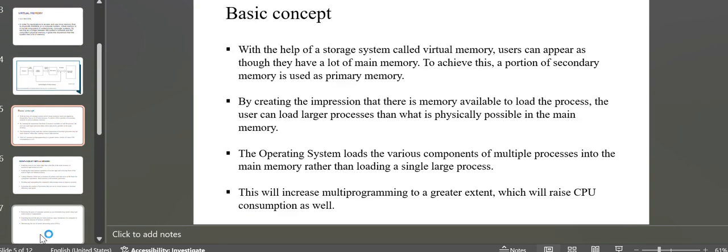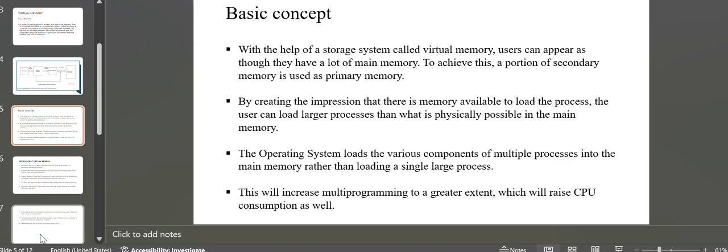Next is the basic concept of virtual memory. With the help of a storage system called virtual memory, the user can appear to have a lot of main memory. To achieve this, a portion of secondary memory is used as primary memory. By creating the impression that there is memory available to load the process, the user can launch processes larger than what is physically possible in the main memory.